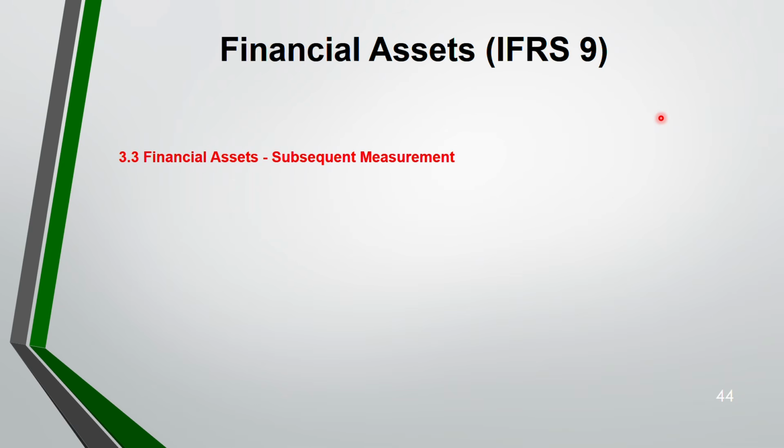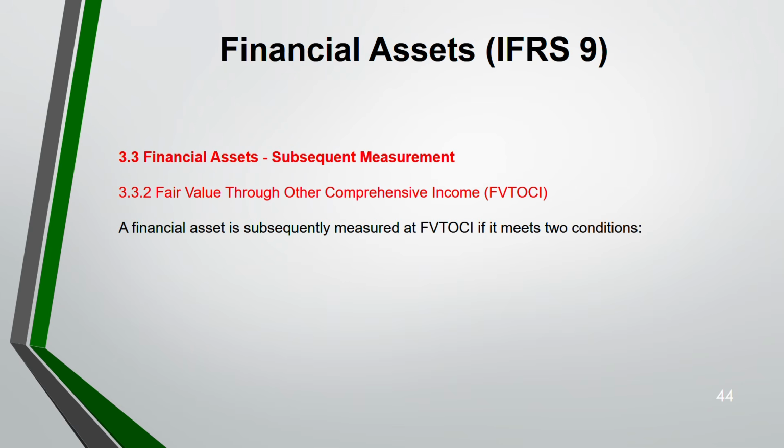Now, financial asset subsequent measurement. So all this while we have been discussing initial measurement, that is amortized cost, fair value at OCI, fair value through profit and loss. Now subsequent measurement. Subsequent measurement also we have OCI. Again, it will be at OCI if two conditions are met.